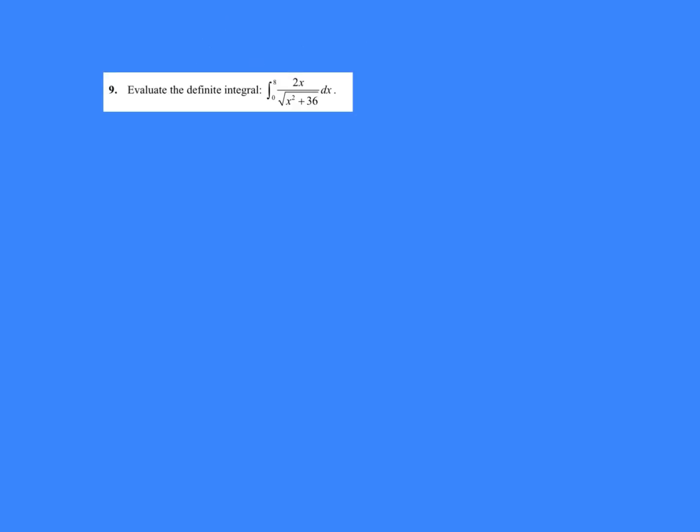Now let's solve this integral. It looks like substitution will work. Let's try. u equals x squared plus 36. If u is equal to x squared plus 36, du dx is 2x. So du is 2x dx, which appears in the numerator.